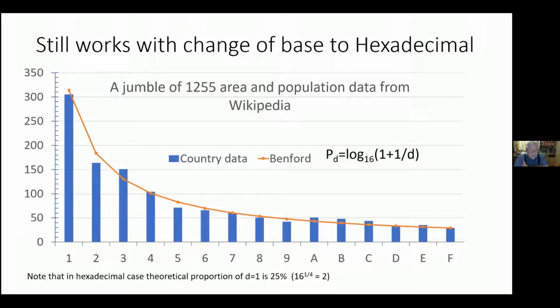Because if you think about it, 2 raised to the power 4 is 16, so the log to the base 16 of 2 is 1 over 4, the quarter power of 16. So it's 0.25. So 25% of hexadecimal numbers fall into this first column.